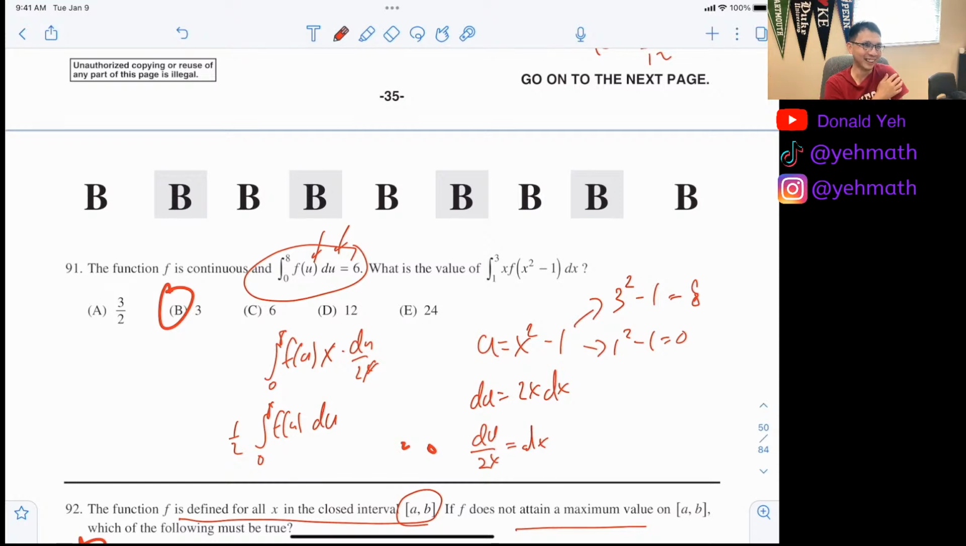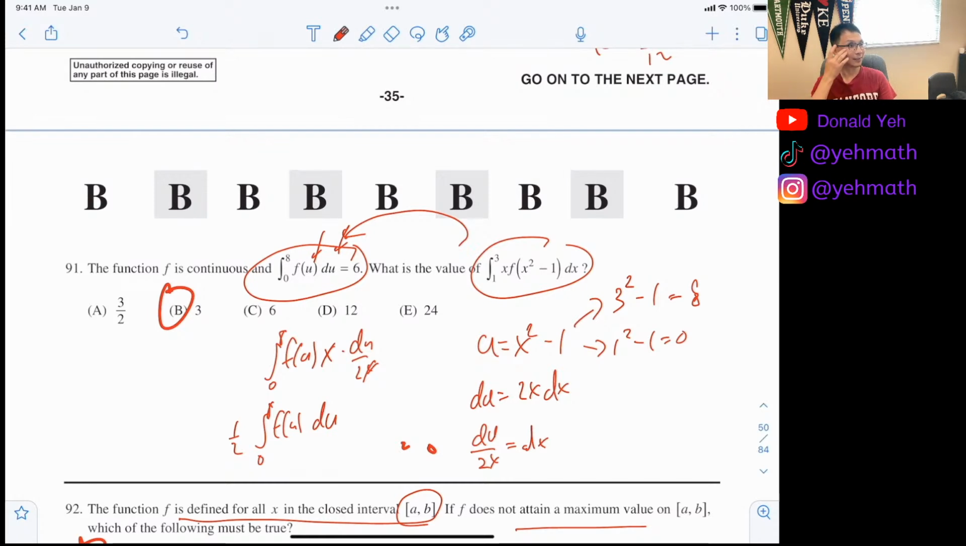Oh, wait. What's the whole point of... Oh, because this is a half of this. So if that's equal to 6, it's gonna be half of that. Dang it. Oh, Vincent. I get it now. I wouldn't have thought of that.